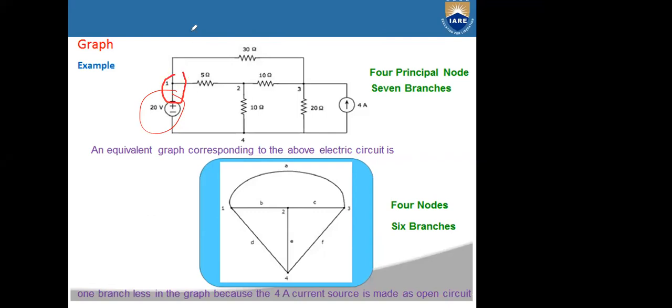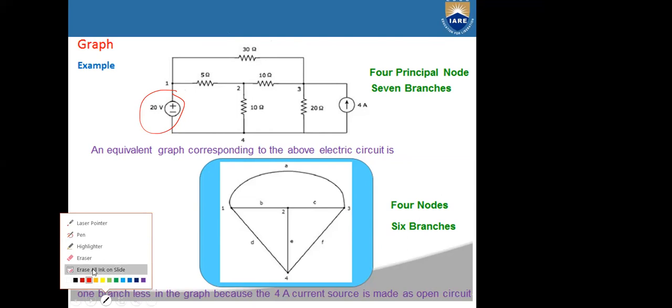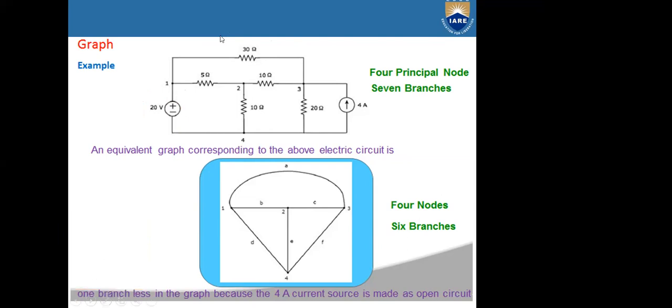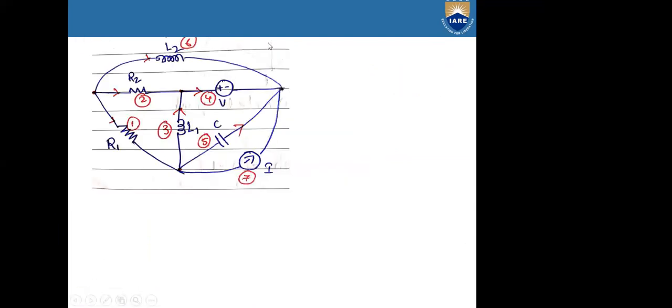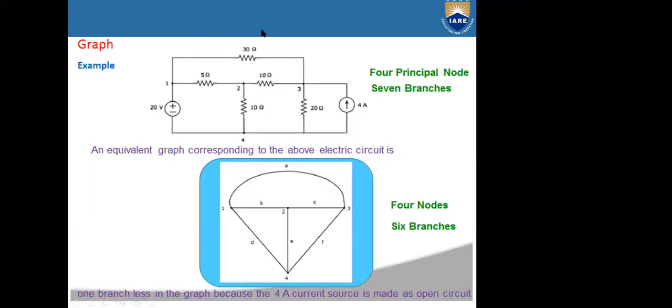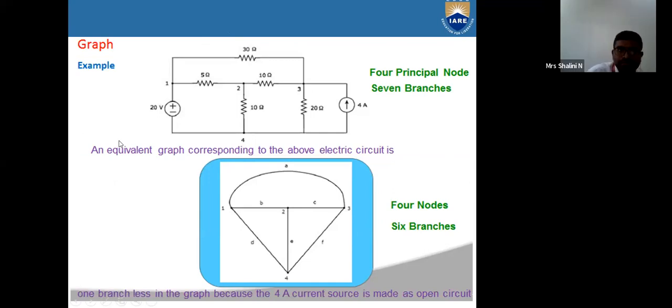Here, the current is going to be. Ready? Ready? Pen correct outline. The slide is changing.